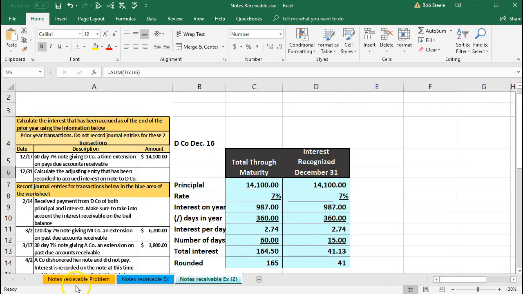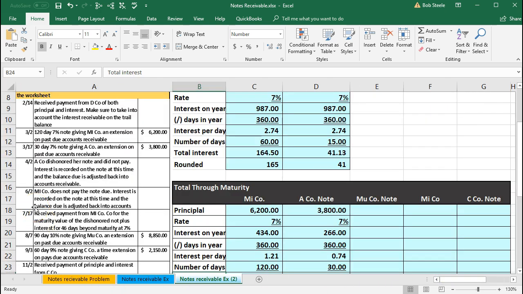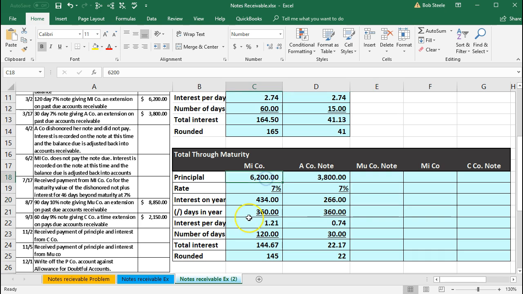Next transaction. 6.2, we say that MI company does not pay the note due. Interest is recorded on the note at the time, and balance due is adjusted back into accounts receivable. So we've got the same type of situation for the MI company not paying us. So we're going to put it back into the accounts receivable. We can see that the original amount was 6,200. We took it out of accounts receivable, put it into notes receivable. We then generated revenue of 145 of interest revenue. Therefore, the 6,200 plus the 145 is what's going to have to now go back into accounts receivable.